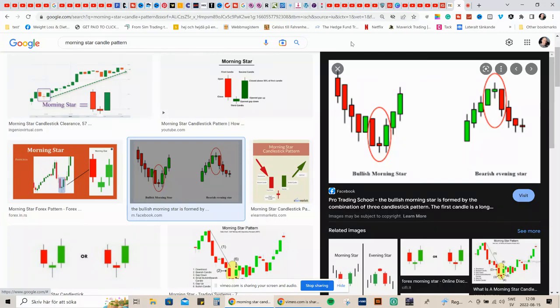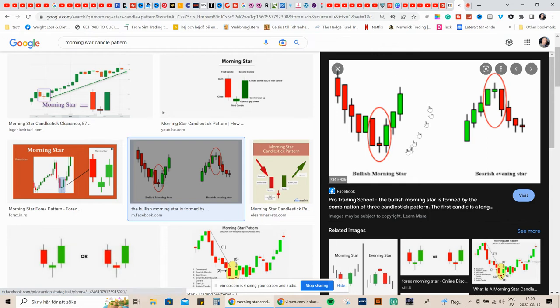Hi, today I would like to show you a great opportunity to make a huge amount of money trading the pound CAD currency pair. Why? We have a bullish morning star formation here, structure. Before I show you the trade, I will first show you what a morning star is.